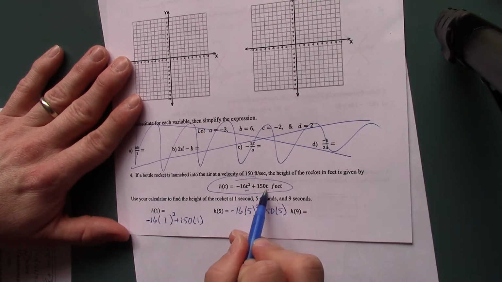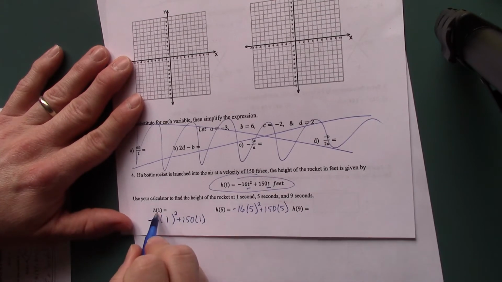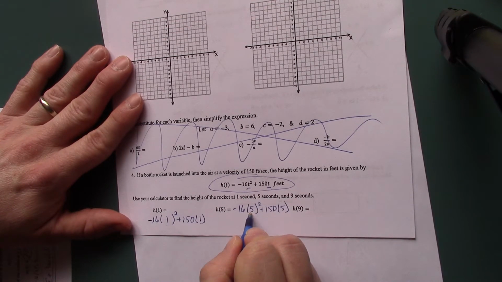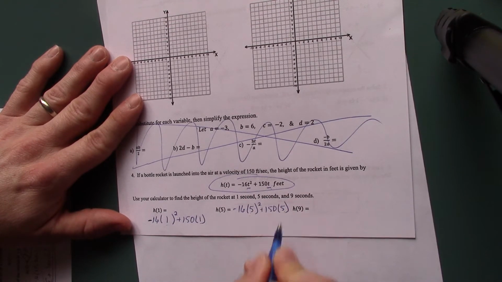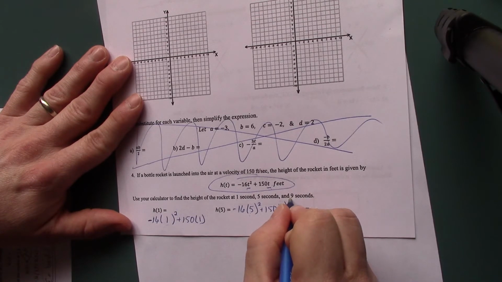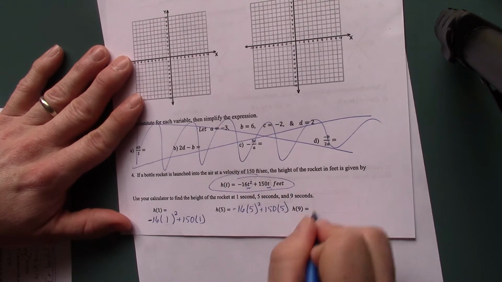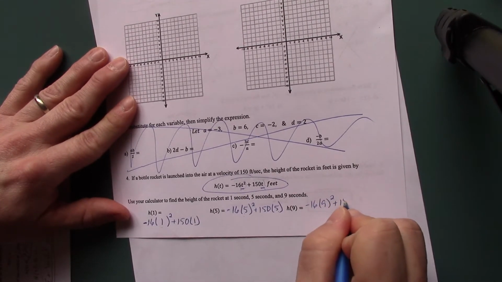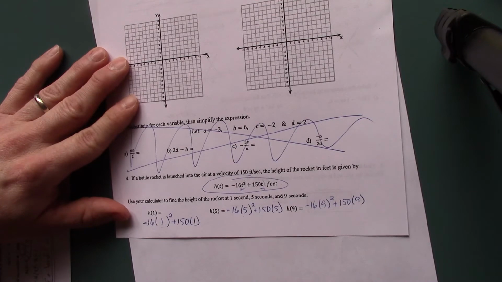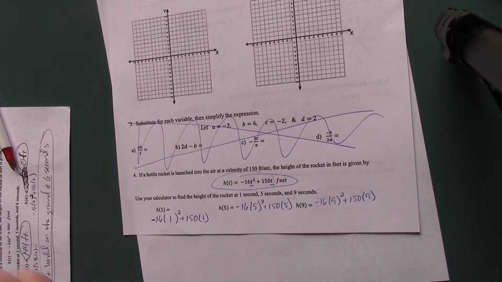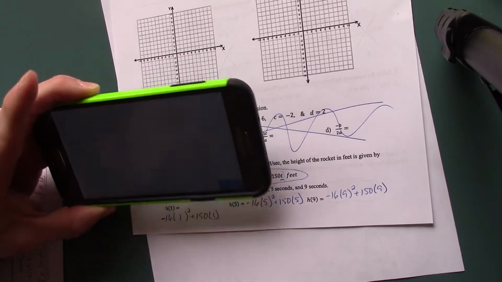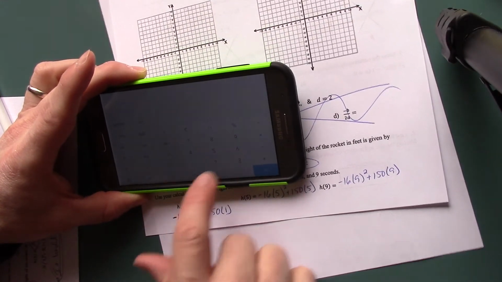So t is my time. So for 1 second, which is what this is asking me to do, I just plugged in 1 into those t spots. For 5 seconds, I would just plug in 5 into those 2 spots. And for 9 seconds, again, I'm just going to plug 9 into there. So negative 16 times 9 squared plus 150 times 9. Okay. Now, when I go to plug that in, well, let's see. You can plug it in separately or all at one time. So I'm going to plug in this first one.